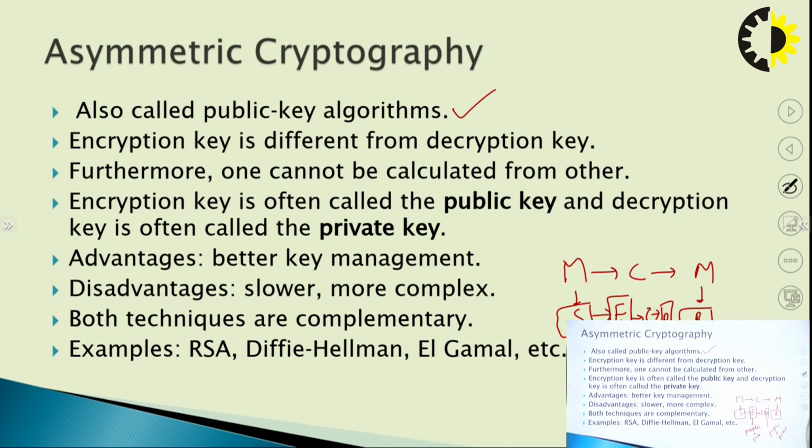Now similarly, let's discuss the advantages. The advantage is better key management. Here we have better key management, as we are using two different keys. What is the disadvantage? It is a little complex, so that's why it becomes very slow. So both the techniques are complementary. In this, we use the RSA algorithm, Diffie-Hellman or ElGamal. These are the algorithms which are used under asymmetric cryptography.